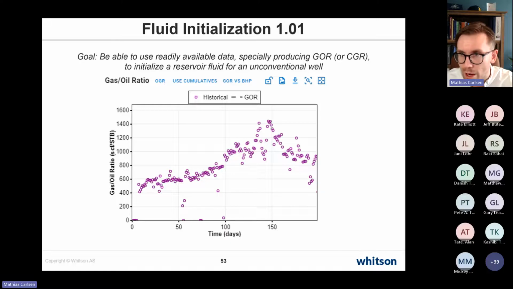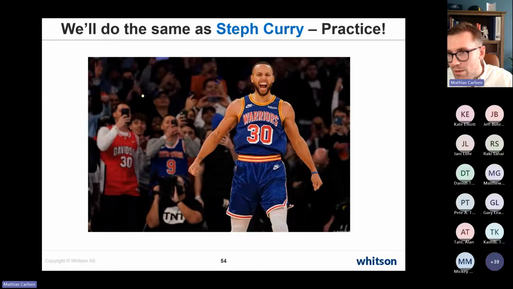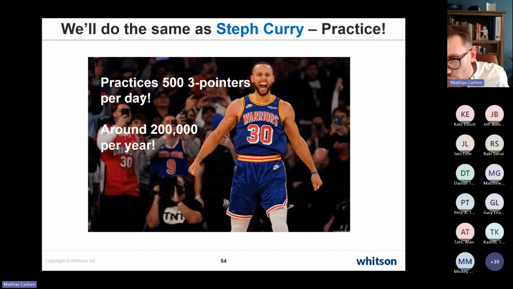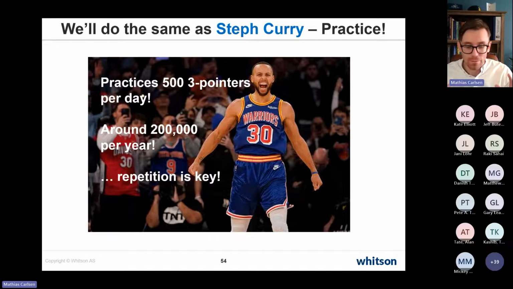And we're going to do exactly the same thing as Steph Curry. I'm not big into basketball, but I heard that this guy is the world's best 3-point shooter. When you listen to how much he practiced, he was doing 500 3-point shots a day, which means around 200,000 shots per year. Again, if you want to be good, you need to repeat. And that's actually what we're going to do now. I've never done it before, at least live like this.